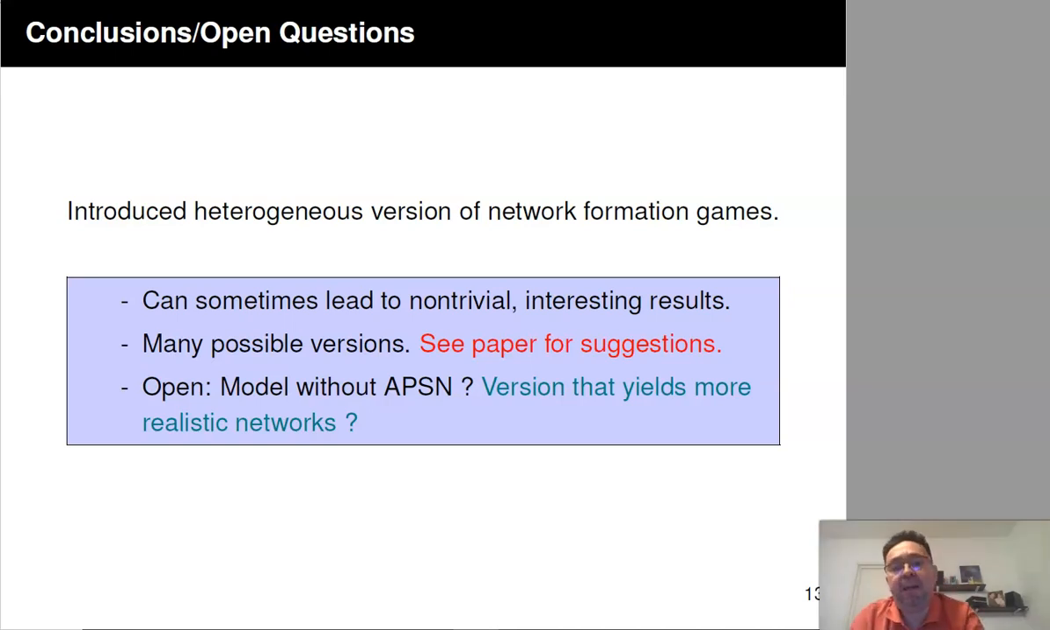The paper also has a number of open questions. Perhaps the two most important open questions about such a model are these. We haven't seen one example, we don't know of one example, where there is no APSN, in that you would have cycles, not fixed points, and we would like to see if that is possible. Also, we'd like to modify the model to make it more realistic.